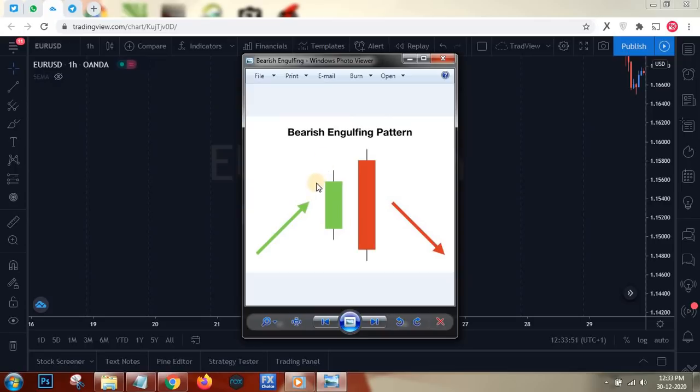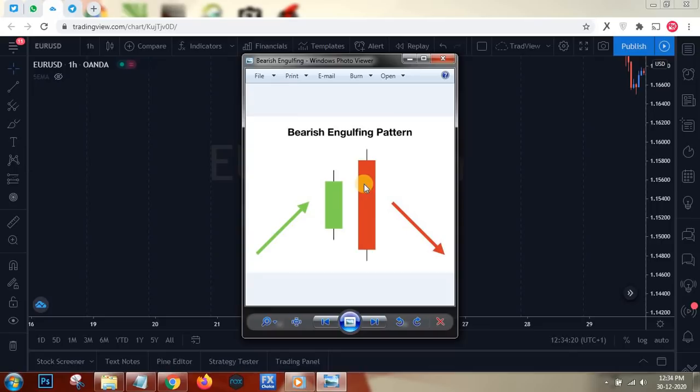This is a bullish candle, which is in this color. Now, the bearish comes in, and the bearish is bigger than the bullish. This is an engulfing. And why do we call it an engulfing? Because it's engulfing this one. That means it's bigger than the previous one. This is a bearish engulfing pattern.